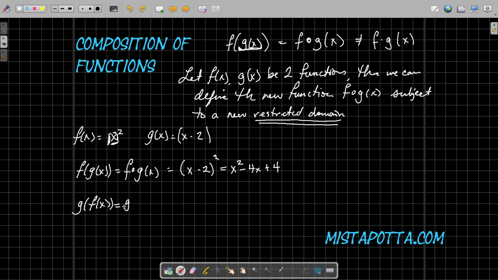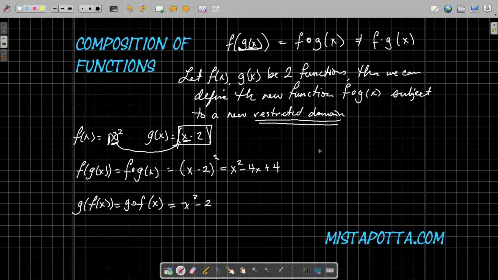But I could also talk about g of f of x. In other words, g of f at x. Now I'm taking this expression, and everywhere I see an x, I'm replacing it with f. Now, of course, in this case, it's a really simple x squared minus 2. But it certainly could be something more complicated.